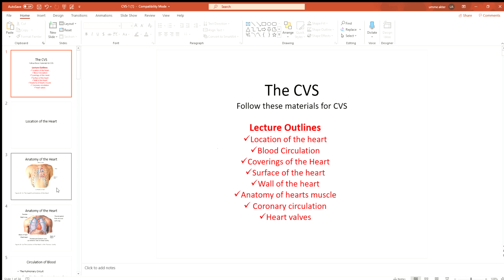Hello everybody. Today we'll start a very important system of your body, the cardiovascular system. First, we'll see the structures of the cardiovascular system. The name is cardiovascular system.